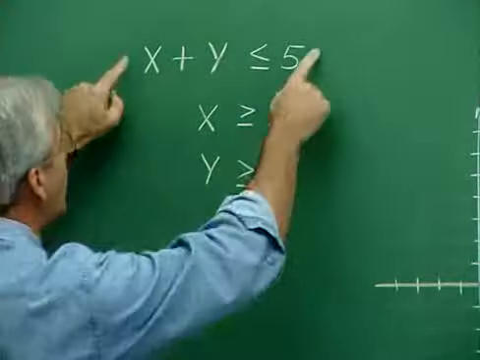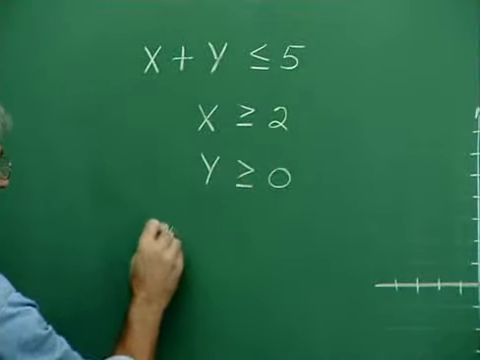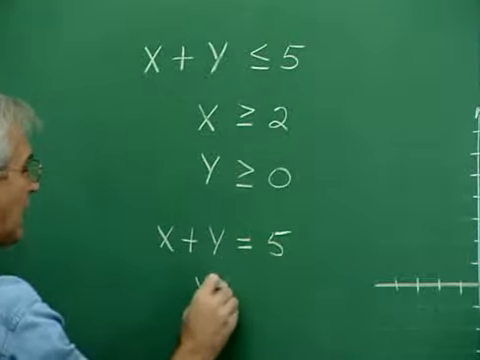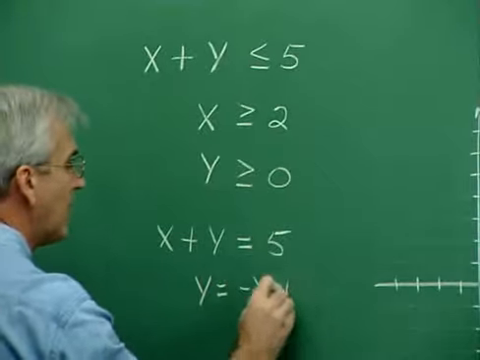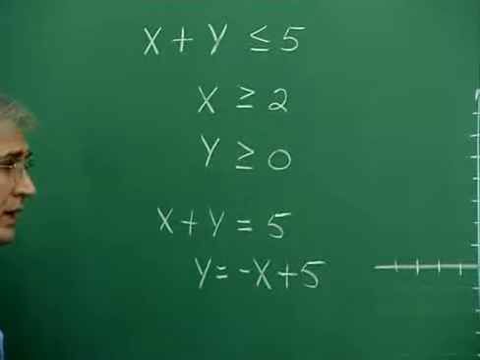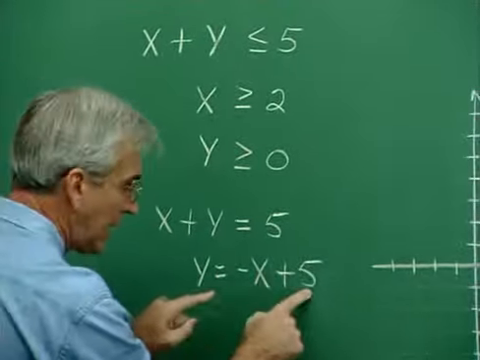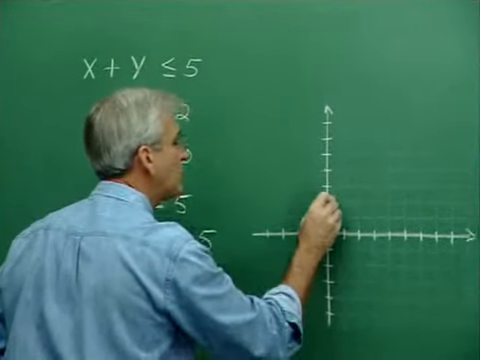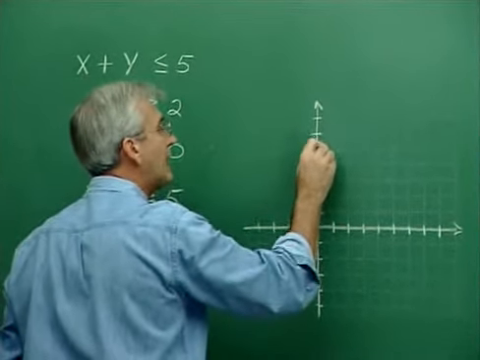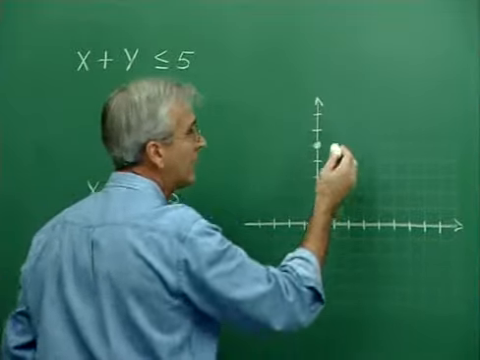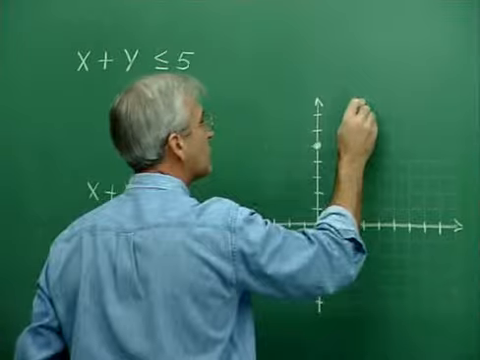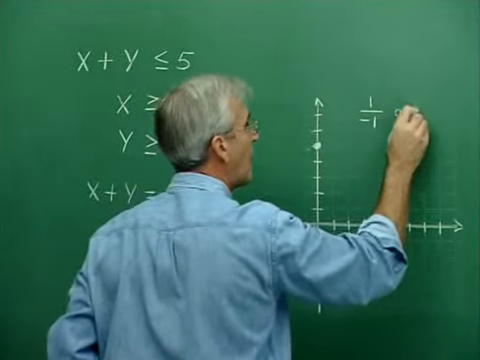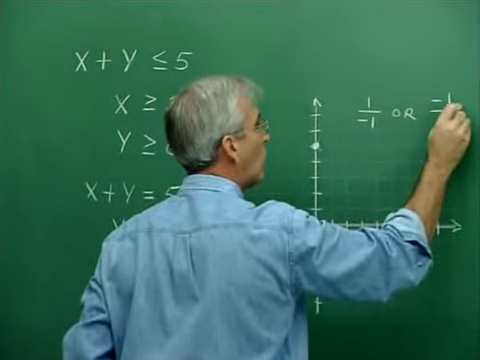The equation related to the first inequality is x plus y equals 5. Solving for y, I get y is negative x plus 5. And using the slope-intercept idea, I have an intercept at 5 and a slope of negative 1. So an intercept at 1, 2, 3, 4, 5. A slope of negative 1 means I can look at it in one of two ways. I can either look at it as 1 over negative 1 for rise over run purposes, or I can look at it as negative 1 over 1.